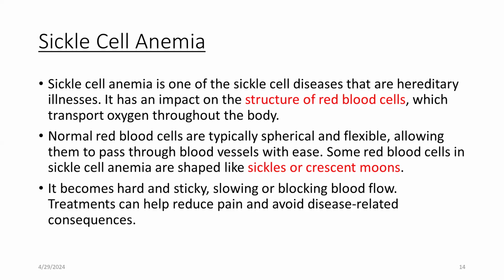So what happened? It becomes hard and sticky, slowing and blocking blood flow, in which there would be infarction and organ damage. Of course, the vessels are blocked because of the sickles or crescent moons, so what symptoms will they have? They will have acute pain. That's basically the main symptom of sickle cell anemia, that they will have acute pain and have to go to the ER. All right, let's go to the next slide.